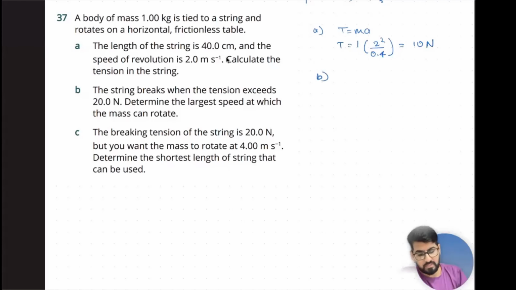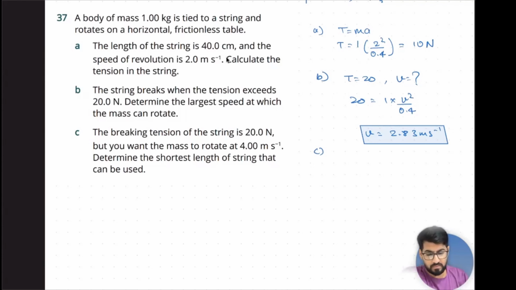And part B is when the string breaks, the tension now is 20 Newton. We need to find what will be its velocity. So 20 is equal to 1 times V square by R. R is still the same, 0.4. You solve this, you will get V as around 2.83 meter per second.